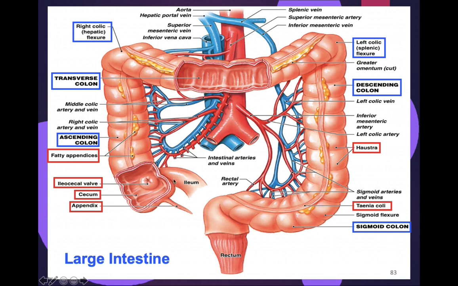Okay, here is the ileum leading into the cecum. So this is the ileocecal valve. And then you can see the blood vessels that lead here. They're coming off the abdominal aorta. So there is the inferior and superior mesenterics.